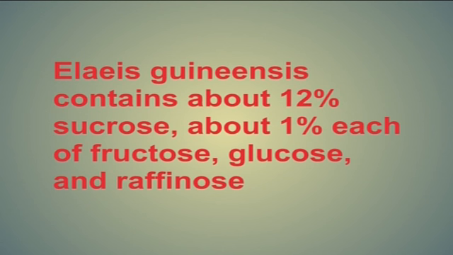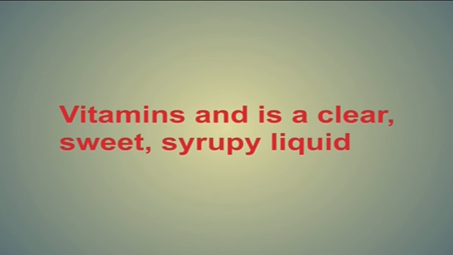The sap produced by this method in Elaeis guineensis contains about 12% sucrose, about 1% of each of fructose, glucose and raffinose, and other small quantities of protein and some vitamins, and is a clear, sweet, syrupy liquid.